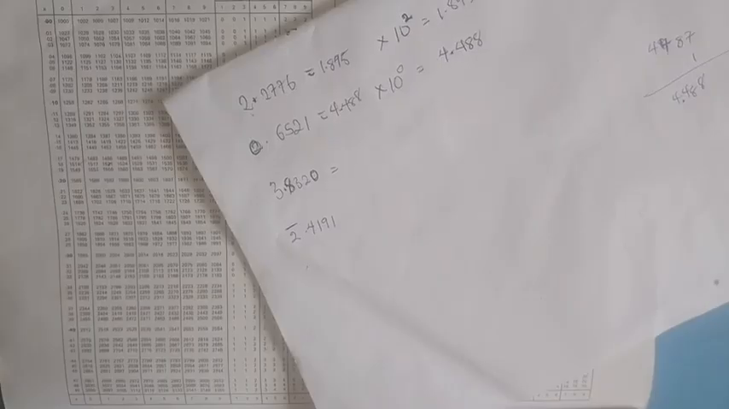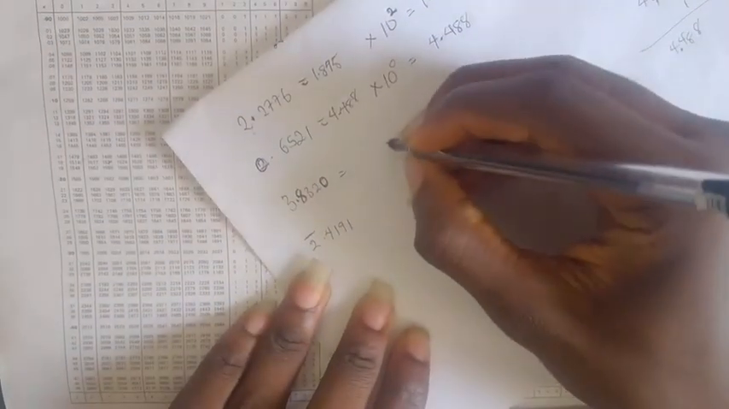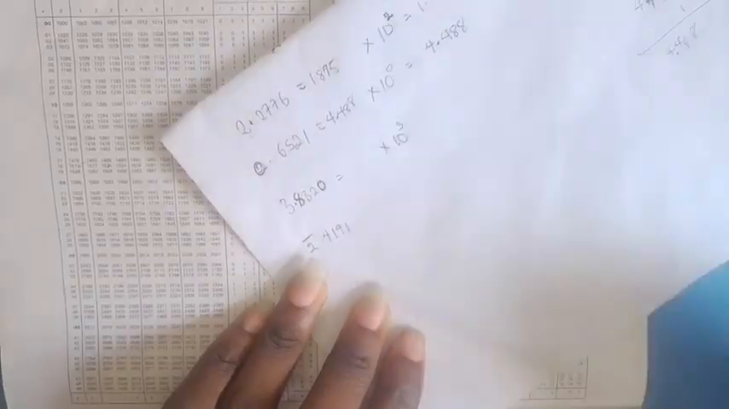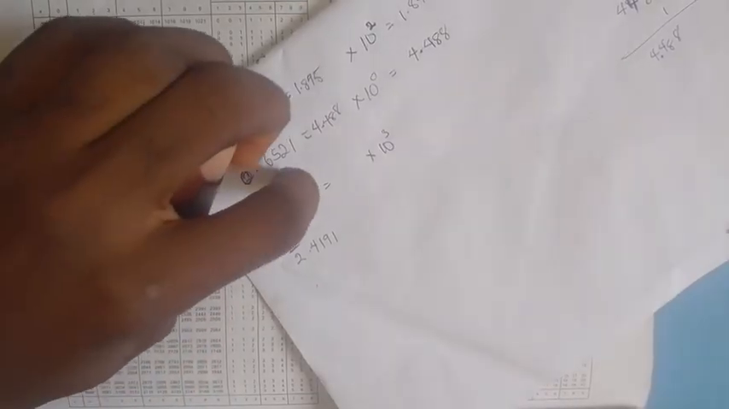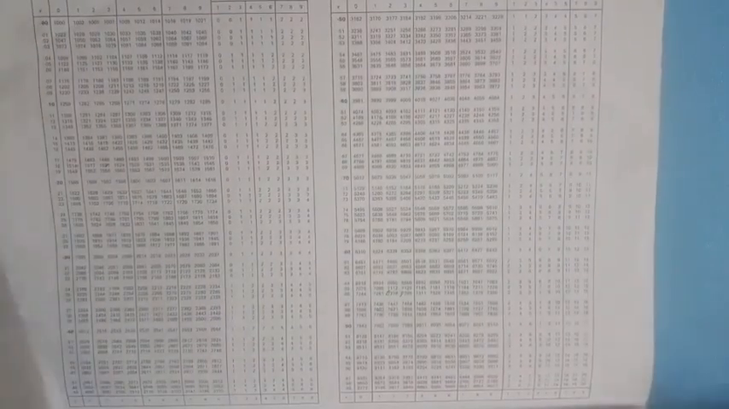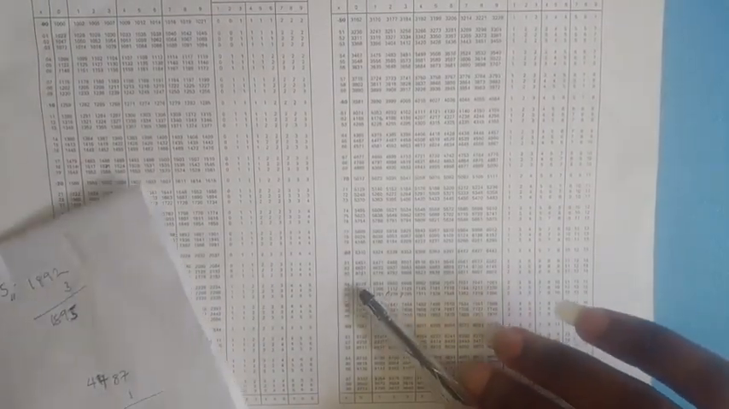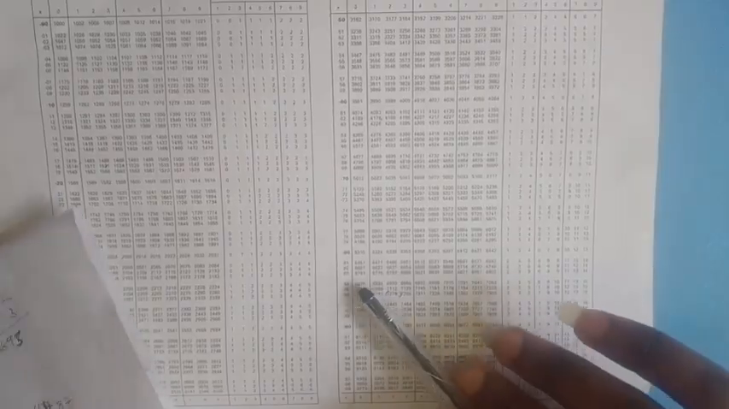Now, the third one, you have 3.8320. What do we do first? The power of 10 has to be what? 3, which is the integer in our logarithm. Then we focus on 8320. Now 8320 is 83. In our anti-logarithm tables, please do take note.